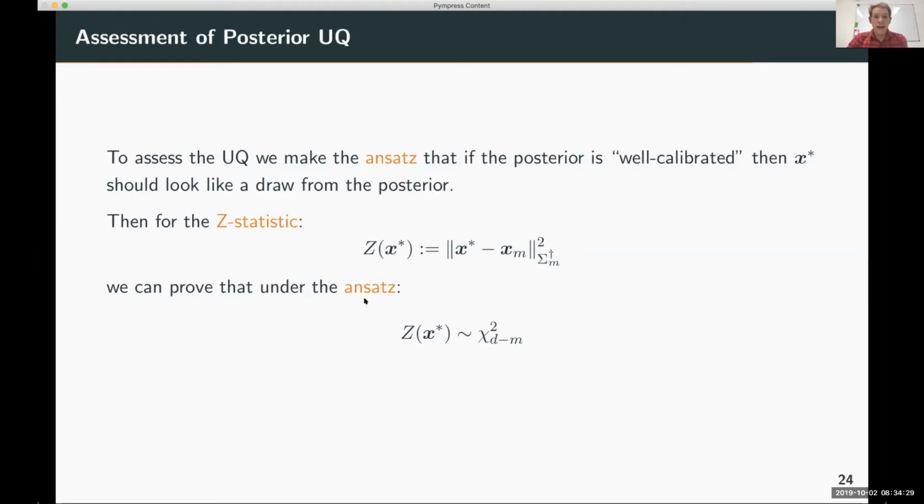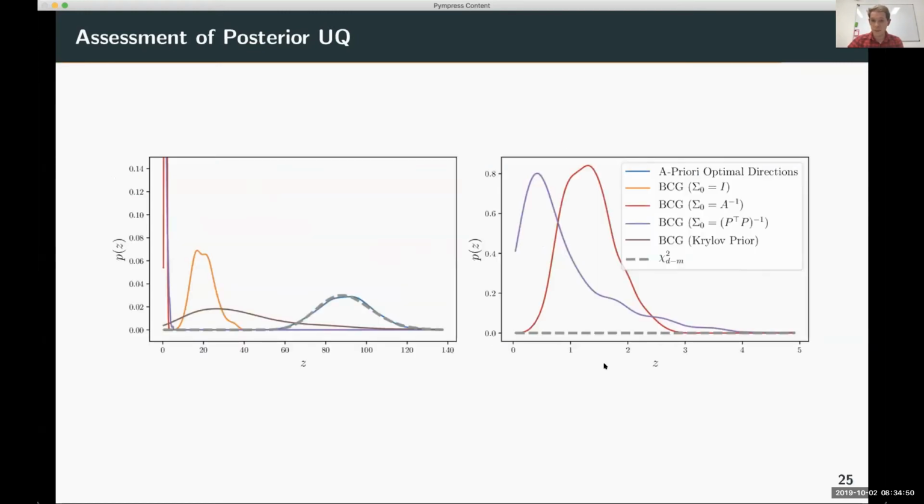So if we accept this ansatz that the posterior distribution is well calibrated, if X star looks like a draw from the posterior, then we can show that this Z of X star ought to have a chi-squared distribution with d minus m degrees of freedom. So this procedure of producing a set of random test problems and then evaluating the test statistic Z of X star is precisely what's shown on this slide.